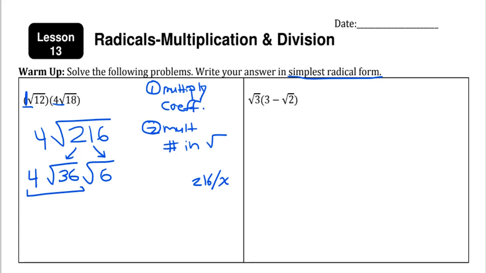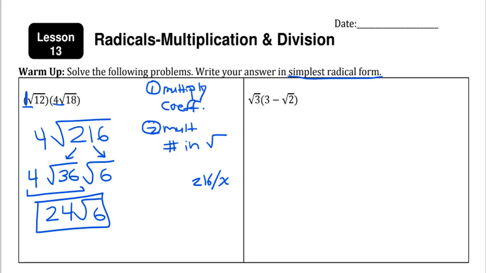And then plugging this in my calculator, 4 times the square root of 36, and I know it will be a whole number because 36 is on my list of perfect squares. And I will get 24, and my radical 6 will stay because I need a radical to be in simplest radical form.